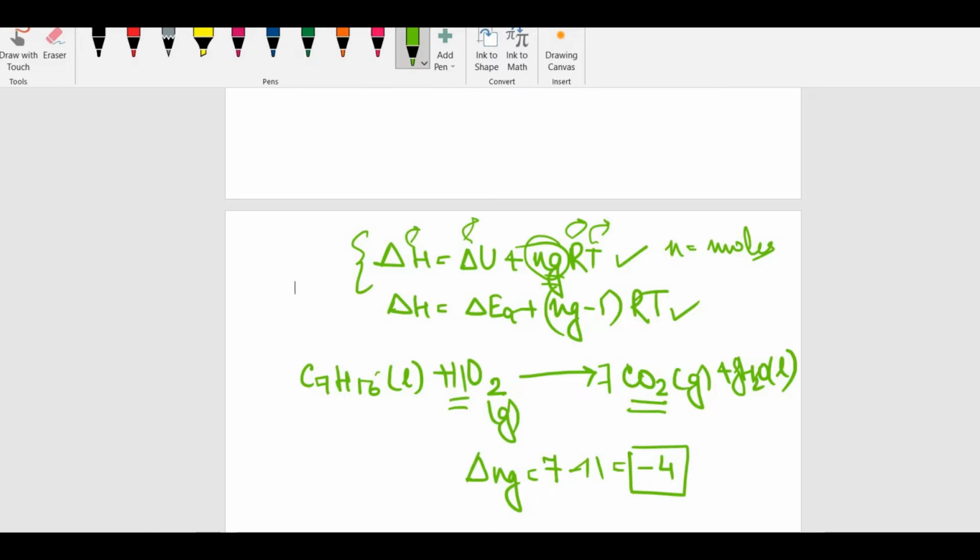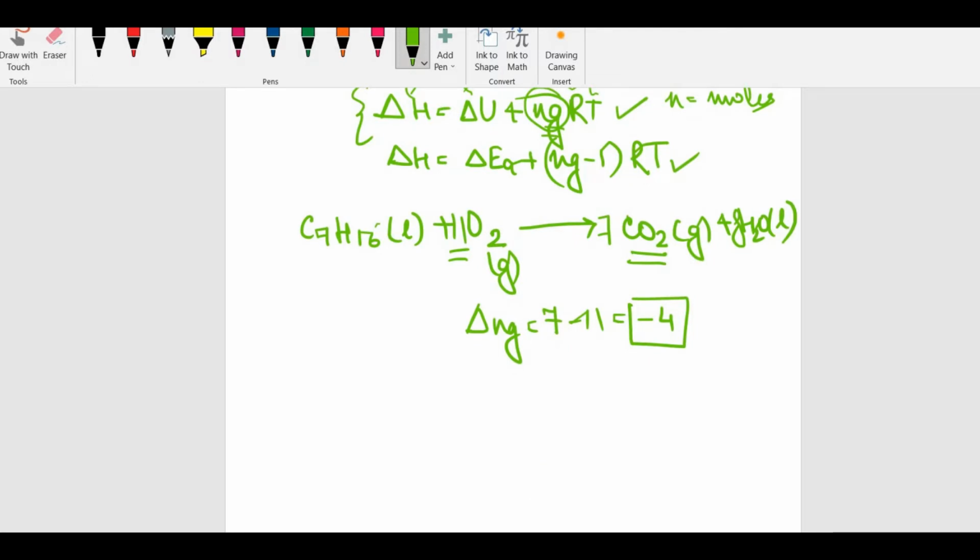So let's just proceed. Delta H minus delta U is what we have been set to calculate, which should be equal to delta NG RT. To substitute the values, minus 4 into R you would be taking.